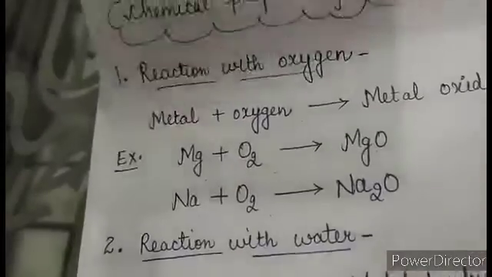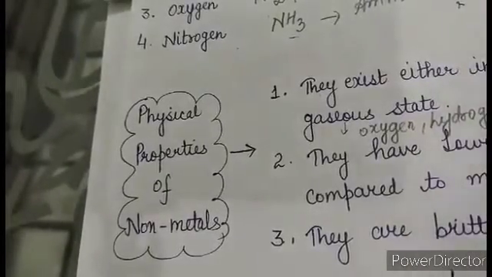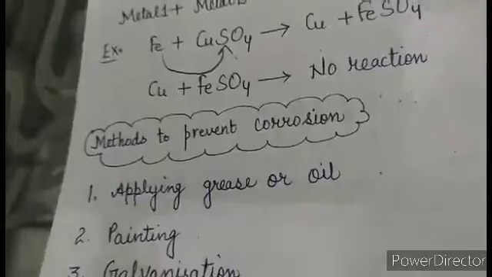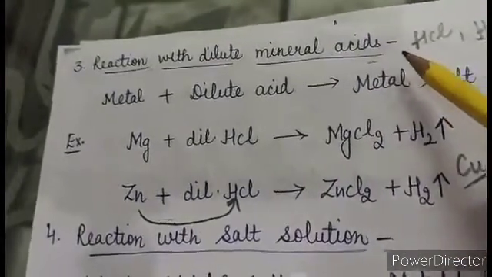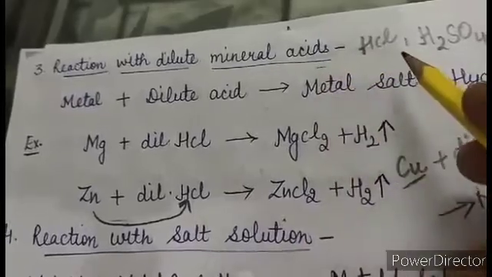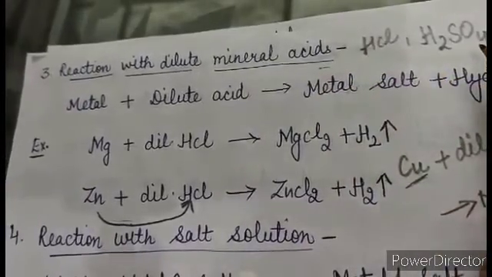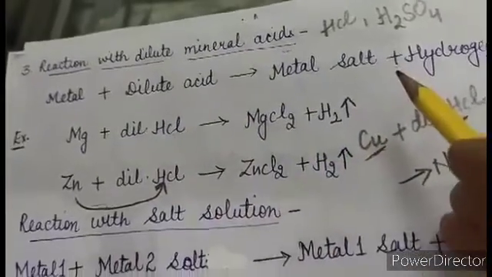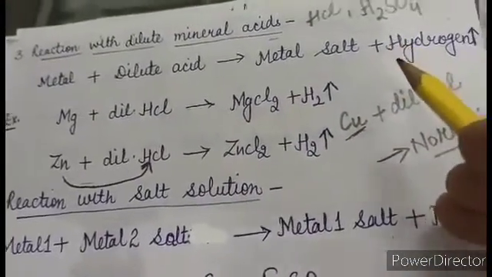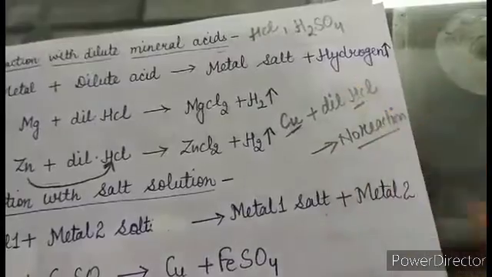Now next we discussed the reaction of metals with dilute mineral acids, mineral acids like HCl and H2SO4. Metals react with dilute acid and form metal salt plus hydrogen gas.